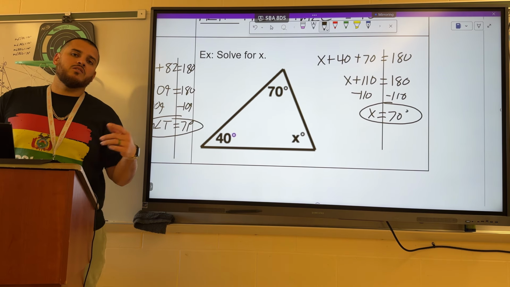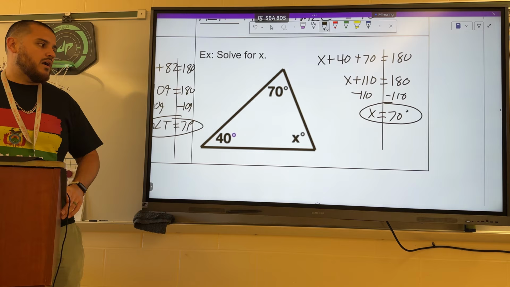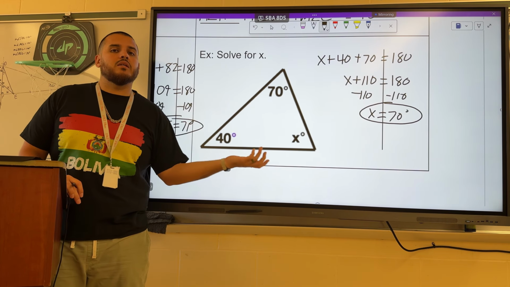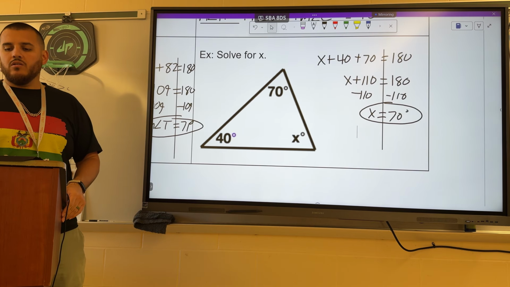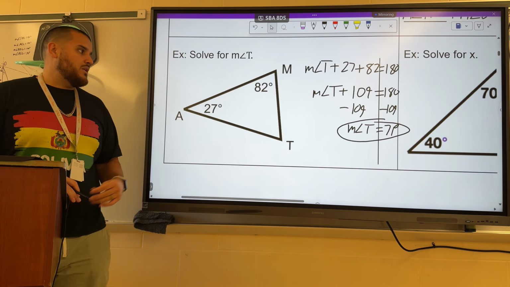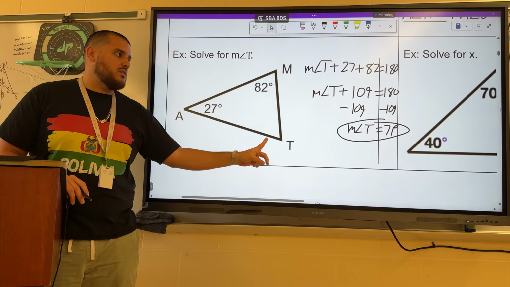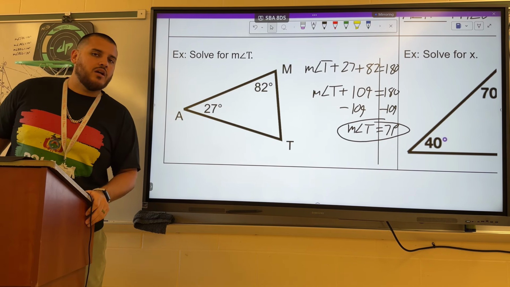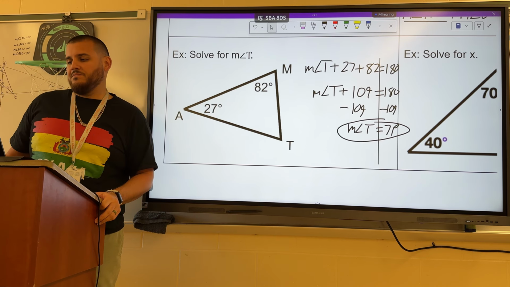We'll take a moment here to also review a little bit of classifying triangles. If this angle is 70, that makes these all acute angles, which would make this an acute triangle. In the previous example that we did, we also have an acute triangle. 27, 71, 82, all of those are less than 90. Those are both acute triangles here in this example.